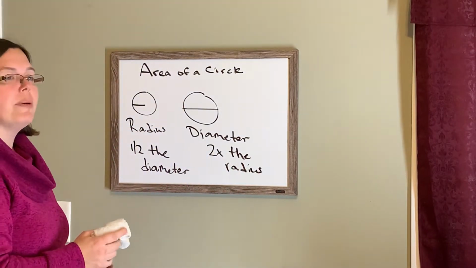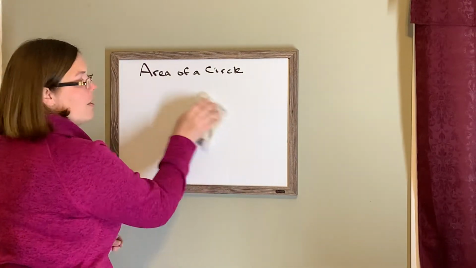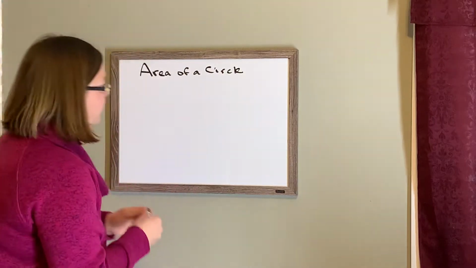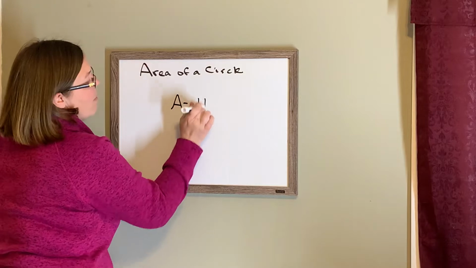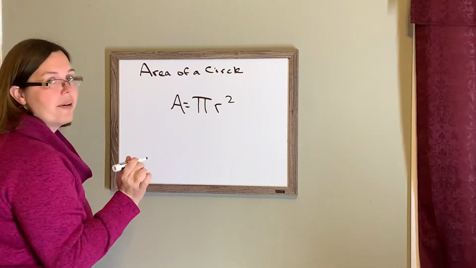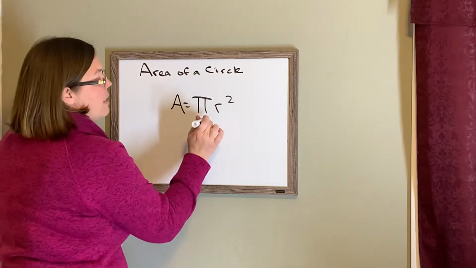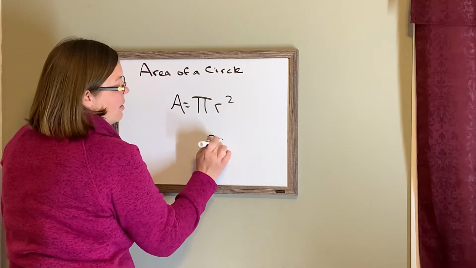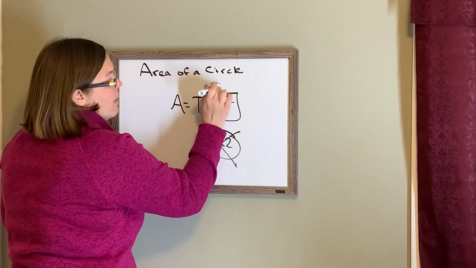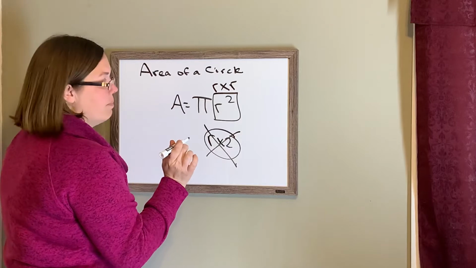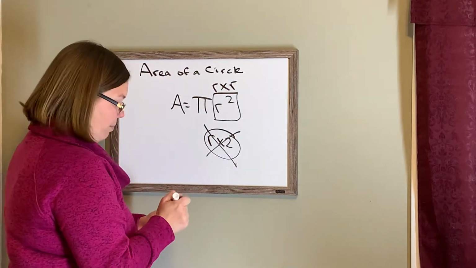Now we'll talk about the formula for area. Unlike circumference, area of a circle has just one formula. The formula for area of a circle is area equals pi r squared. R squared, if we think back to exponents, doesn't mean r times 2. It means radius times radius. That is the kind of mistake many people make when doing area of a circle.